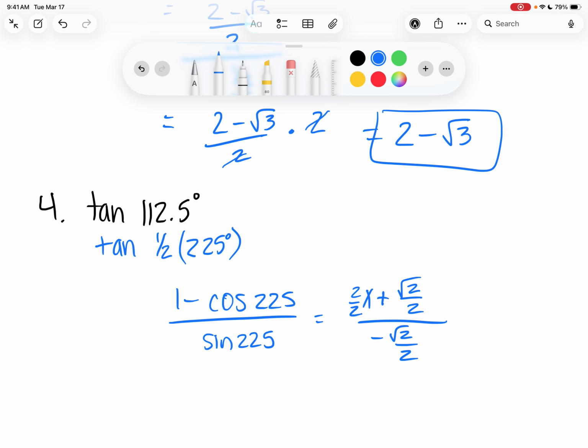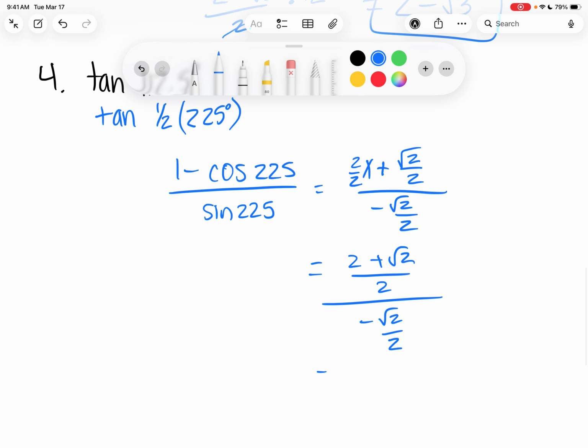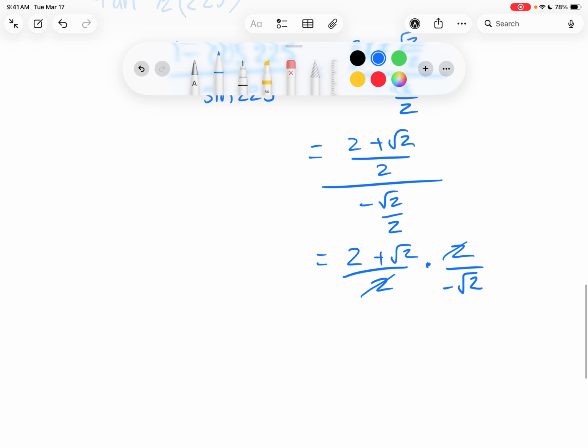But so then on top I have 2 plus root 2 over 2, and then all divided by negative root 2 over 2. Dividing by a fraction, so I'm going to multiply by its reciprocal. So I'm going to keep change flip. We've got 2 plus root 2 over 2 times 2 over negative root 2. And the negative just goes wherever. It doesn't matter. But so those 2's will cancel. So I have 2 plus root 2 over negative root 2. Can't have the thing on the bottom. So what do I have to do to fix it?